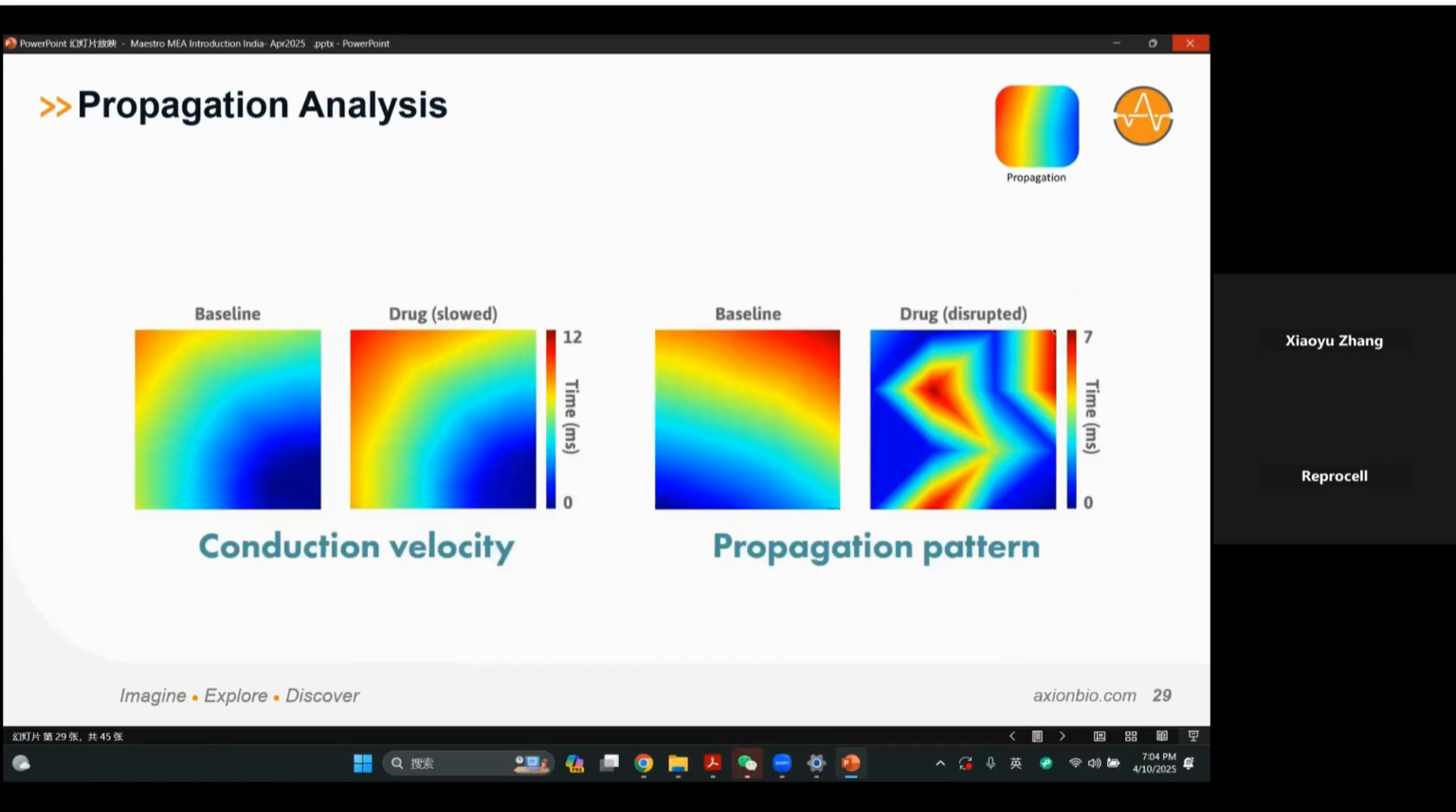And the Maestro Edge can give the key parameters of propagation, such as the conduction velocity. And we can also use the heat map to display the change of the conduction velocity or the propagation pattern. Here is an example. An anti-cancer drug is added to the iPSC-derived cardiomyocytes and caused a disruption of propagation pattern, and thus a decrease in propagation consistency from beat to beat.